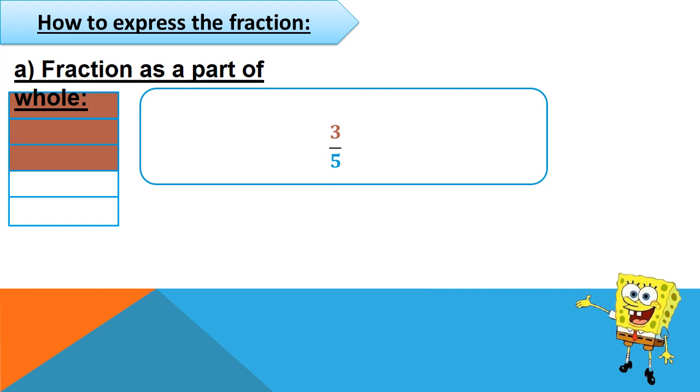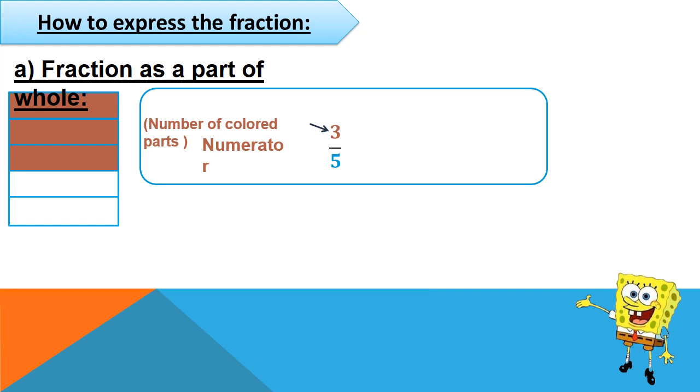How did you get 3/5? The 3 here is referring to the number of colored parts. I want to know the brown parts. So how many brown parts here? 1, 2, 3. So this 3 is the number of colored parts, and it's called numerator, okay?